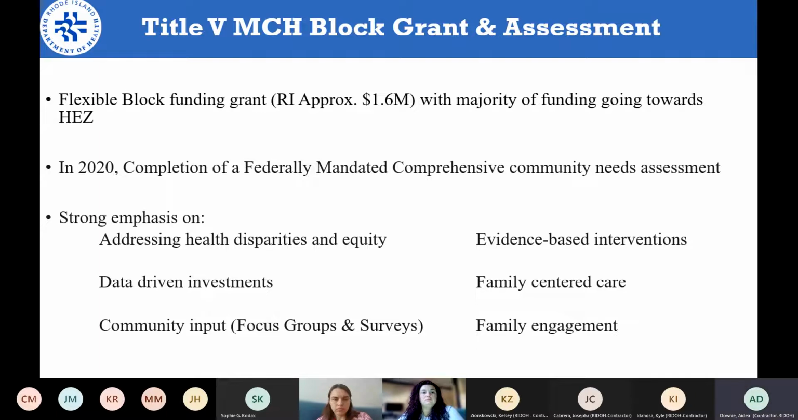So in 2020, we completed a needs assessment, and the emphasis of the needs assessment was thinking about addressing health disparities. Where are we investing, and is it data driven?